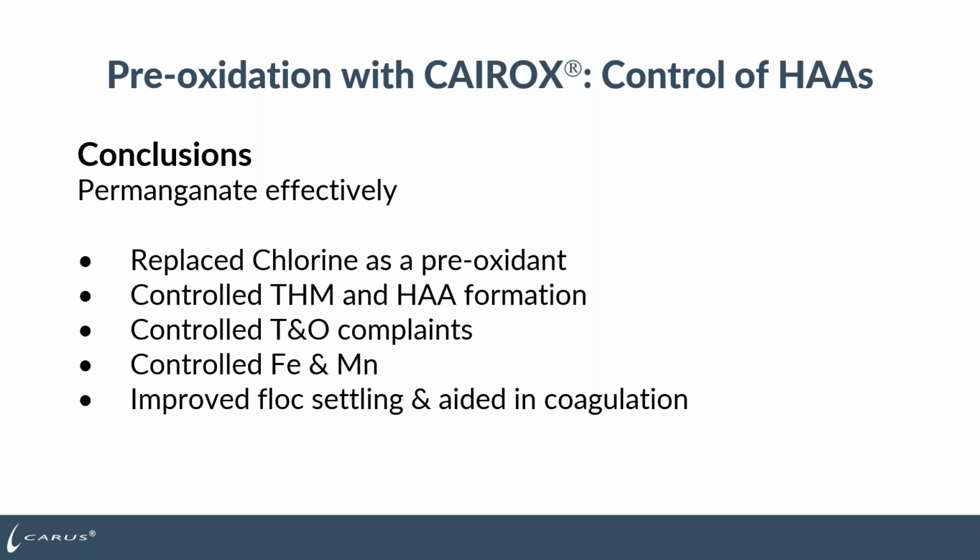Now, one thing they also noticed in this situation was, because we were adding permanganate and we were forming manganese dioxide, which is a solid, they actually noticed that that solid that they formed from the permanganate reaction helped improve settling and helped them aid their coagulation process. So they actually got lower turbidity coming out of their settling basins when the permanganate was fed at the front of the plant. So they noticed this an additional benefit.